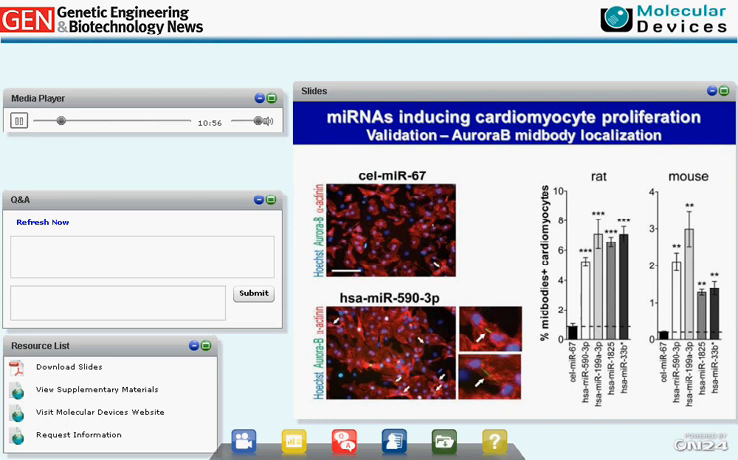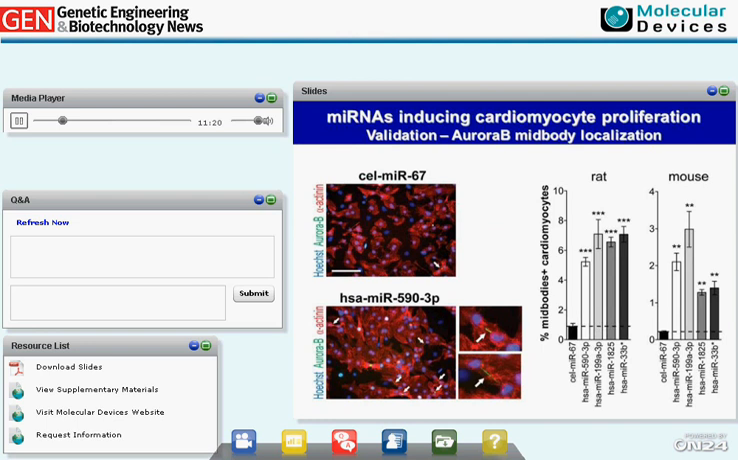So the same is true for Aurora B localization into mid-bodies. Mid-bodies are these structures that you can see in the left bottom square that are the smoking gun of cell division. These structures are formed during cytokinesis, and so they are the formal proof that the cells have divided.